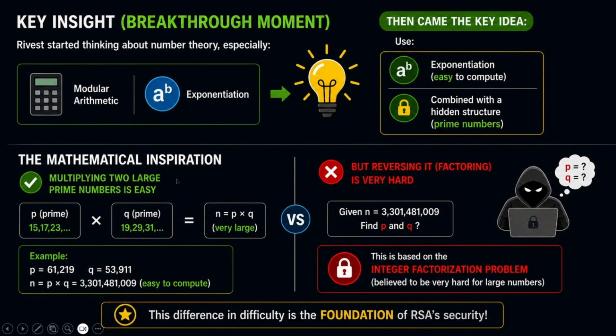Mathematical inspiration: multiplying two large numbers is easy. Here we can see p and q are prime numbers. n is the product of multiplying p and q. Multiplying is easy to compute, but reversing it, factorizing, is very hard. Given n, find p and q. It is almost impossible. This is based on the integer factorization problem, believed to be very hard for large numbers. This difficulty is the foundation of RSA security.